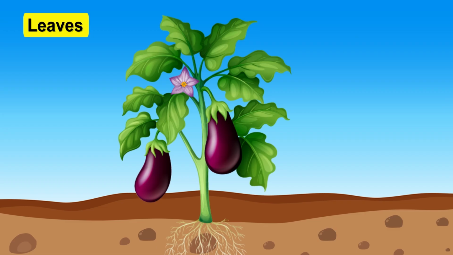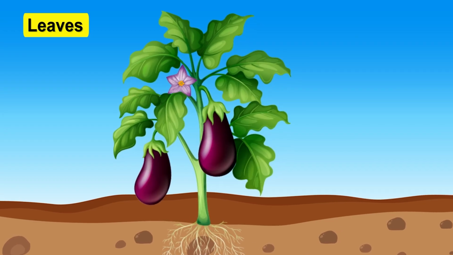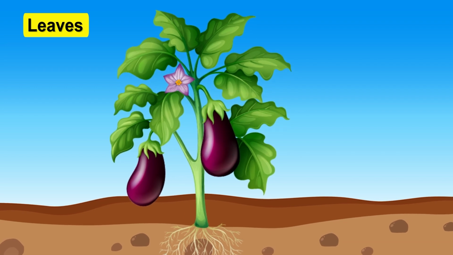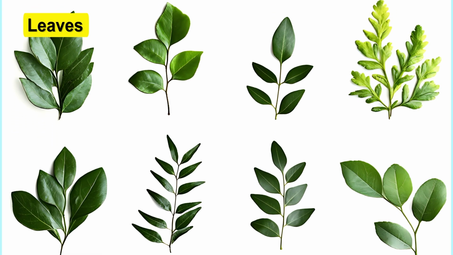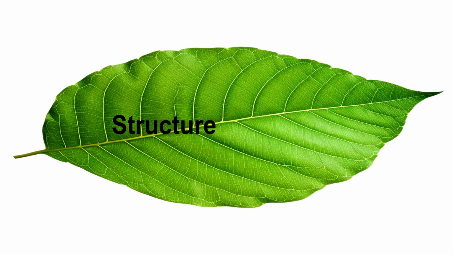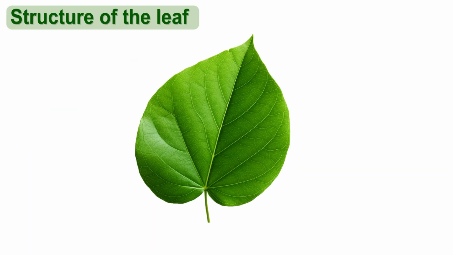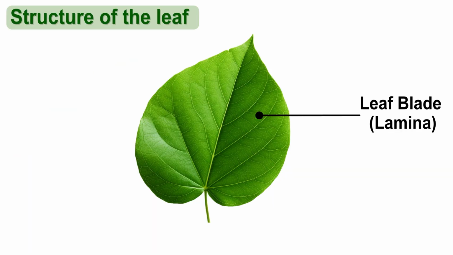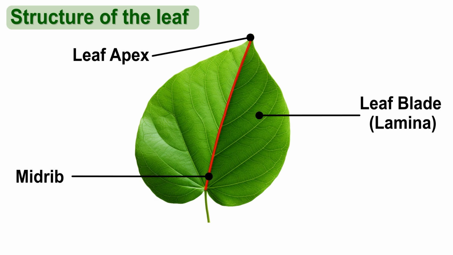Leaves. A leaf grows on the stem or branch of a plant. Leaves can be many shapes or sizes. Structure of the leaf. The flat part of the leaf is called the leaf blade or lamina. The tip of the leaf is called the leaf apex. The skeleton of the leaf is made up of the midrib and its branches called side veins.